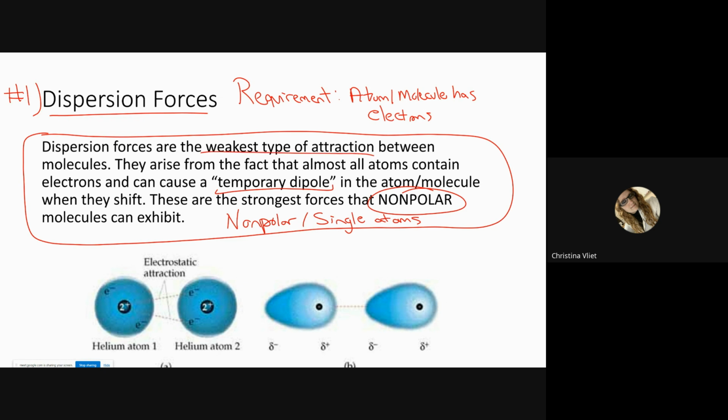So weak attraction means barely attracted. Not really attracted very much. But the requirement for something to have a dispersion force is that it has electrons. Is there any substance that doesn't have electrons? I'm being pretty clear that every atom and molecule has electrons. If you look at the periodic table, everything has electrons. So is there anything that technically doesn't have a dispersion force?